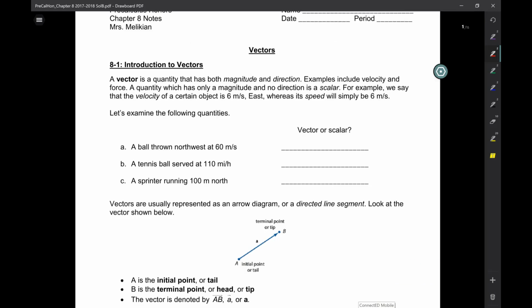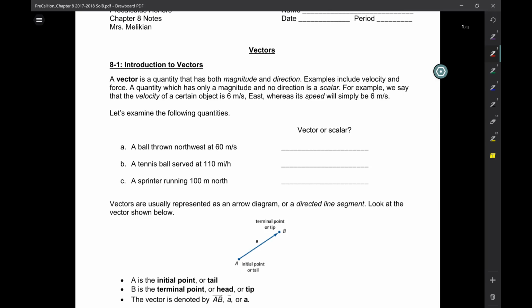Okay, so we're going to talk about vectors in this chapter, right? Until now, whatever quantities we've found have just been quantities with numerical values, right? 34 square meters, 54 miles, 38 miles per hour, and so on. Nothing more, nothing less.